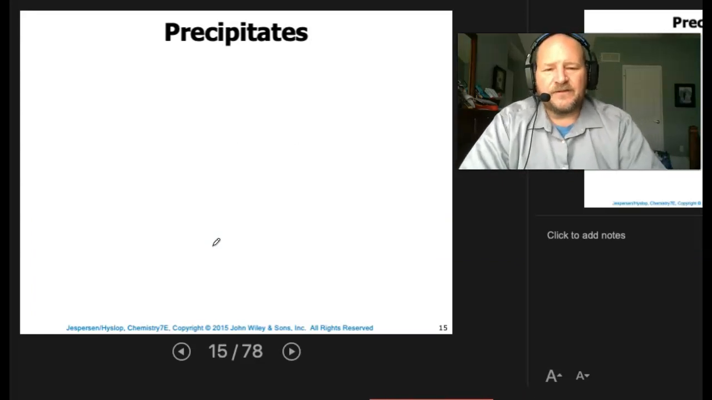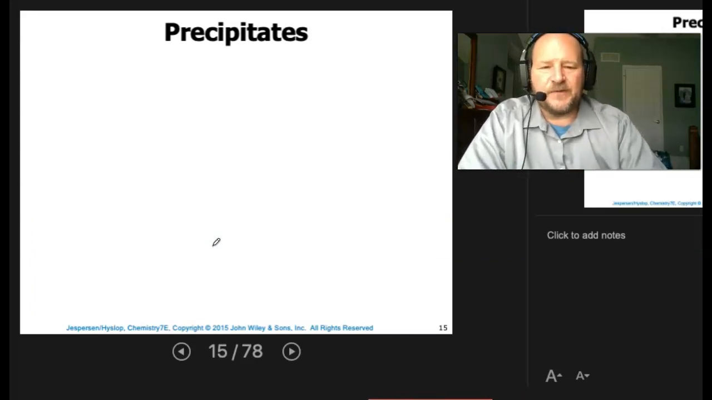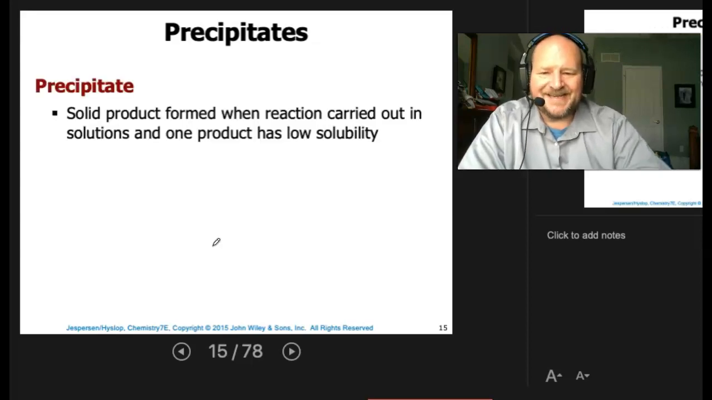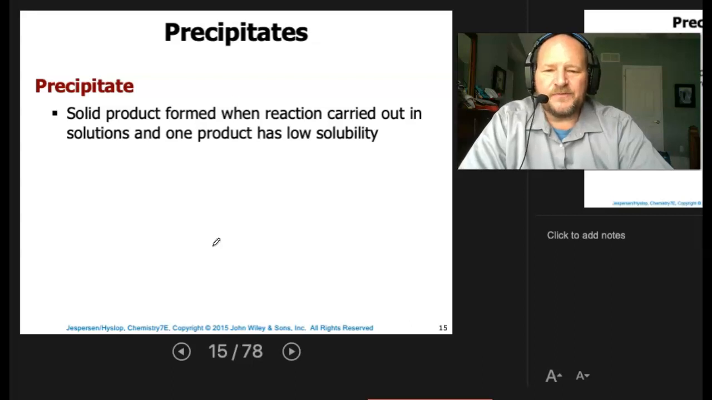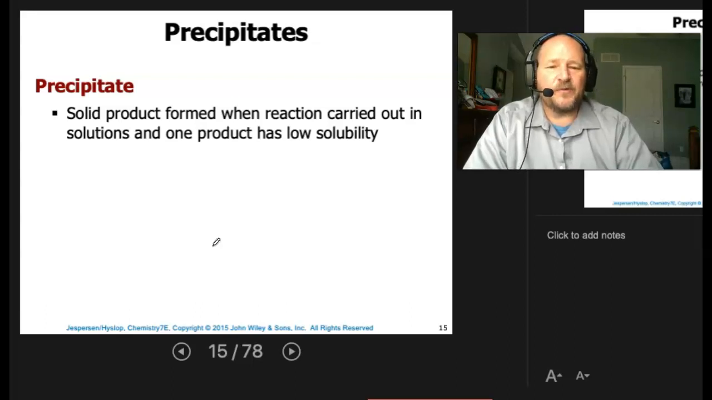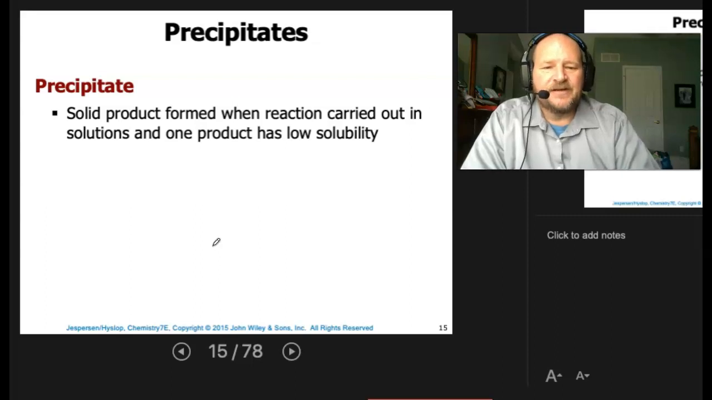Now, when we have solutions and we start playing with temperatures, we can get what's called a precipitate. By definition, a precipitate is a solid product that forms when a reaction is carried out in solutions and one product has low solubility. In other words, I'm going to take two things that are normally soluble, they're going to mix together, and they're going to form one thing that's not soluble. And that one thing that's not soluble will then drop out of solution. So dropping out means it is the precipitate.